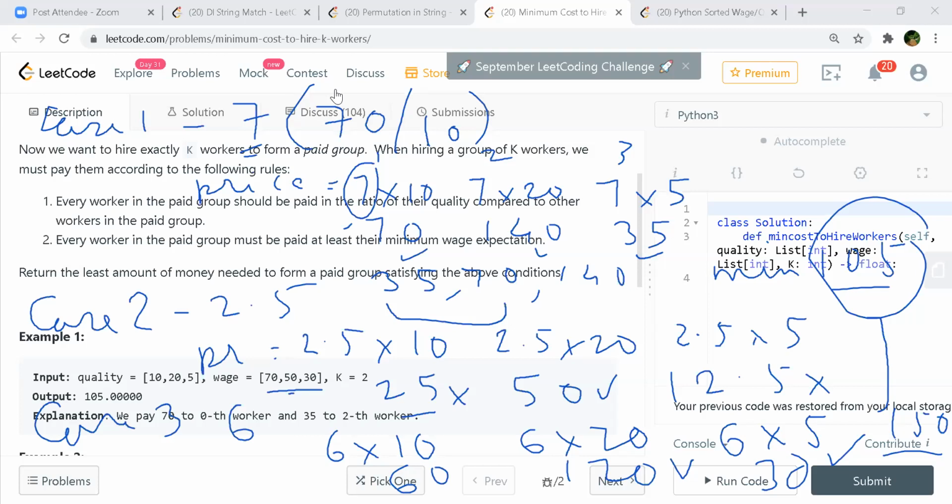Yeah. So I have one question. In case 2, for the last one, you have multiplied 2.5 with 5, that is 12.5. Now the minimum wage expectation of that worker is 30. So we can add 50 and 30 to get 80. I mean, what is the problem there?